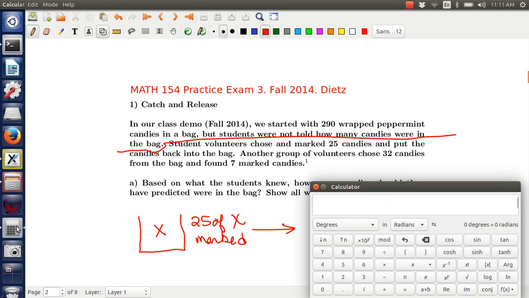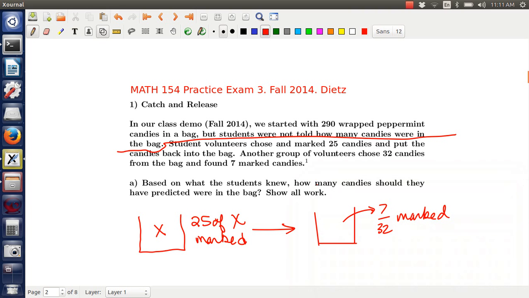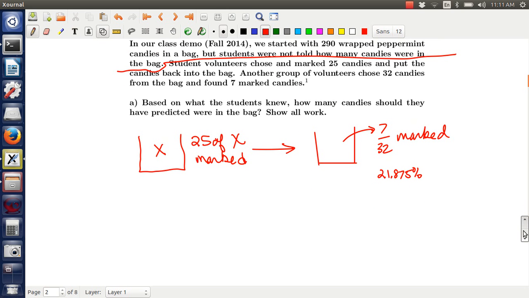So you say 7 over 32, and you say that's about 21.875%. So the selection they picked was 21.875. So if 21% were marked, but 25 were marked, then you do the following. You say 25 out of X equals 0.21875, and you solve for X. So you multiply both sides by X, and then you solve for X.